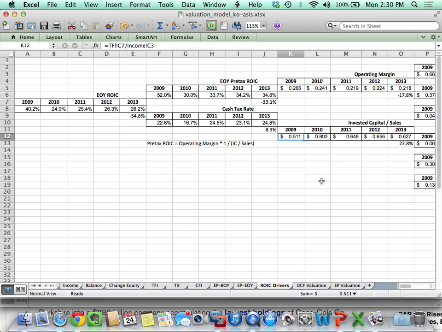Which number is better? 2009. So they're now spending more to get the same sales. They've decreased their productivity by 22.8%. So actually, if you look at Coke, all three drivers are working against them. They're paying more in taxes, they're earning less in profit, and they're becoming less productive.